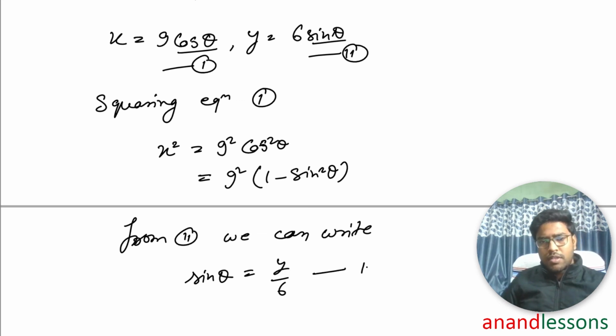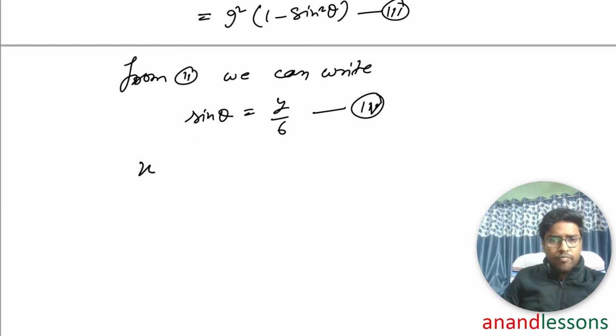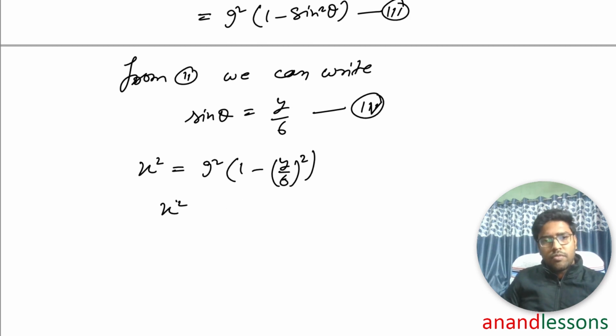Let it be equation third and let it be equation fourth. Now putting the value of sin theta from equation 4 into equation third, we get x square is equal to 9 square times 1 minus (y by 6) raised to the power 2. Okay, and with some rearrangement we'll get this equation.